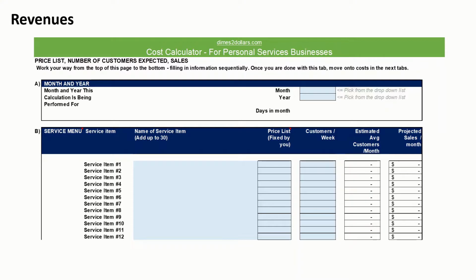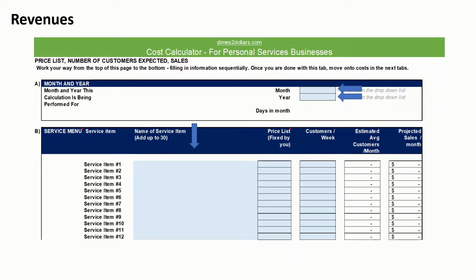This next tab here is our revenues tab, where you're going to start modeling your monthly revenues. So start up here and pick from the list the month and the year you're trying to do this for. Move down here to this section where you're going to start including the details of the service. So, name of the service item.